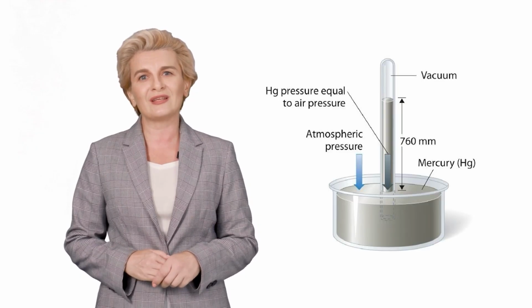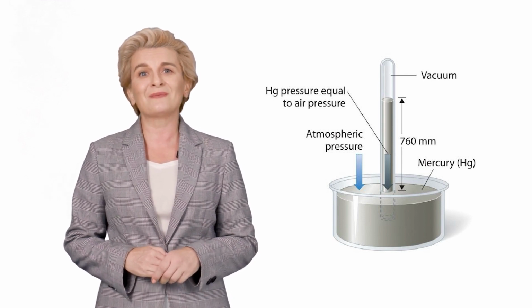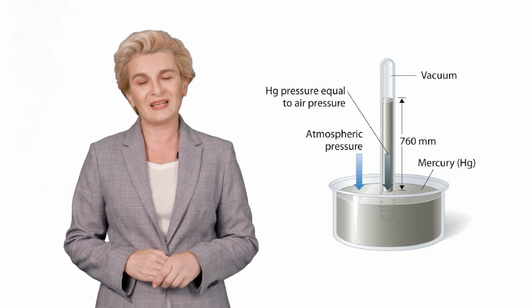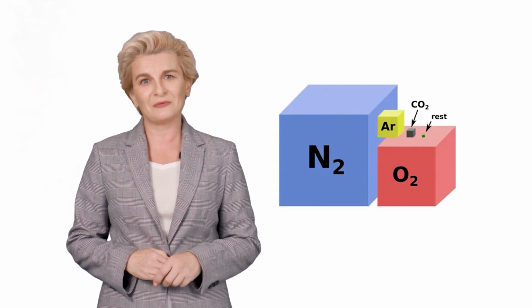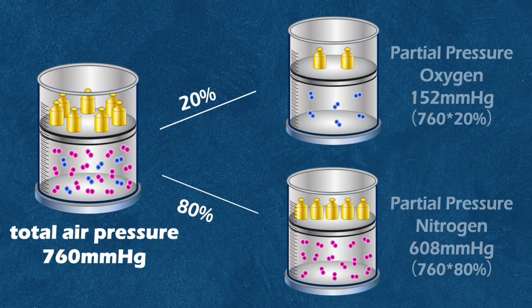At sea level, the total air pressure is 760 millimeters of mercury. This air consists of approximately 80% nitrogen and 20% oxygen. According to Dalton's law, the total pressure exerted by a mixture of gases is equal to the sum of the partial pressures of each gas. Using this principle, we can calculate the partial pressures of nitrogen and oxygen.